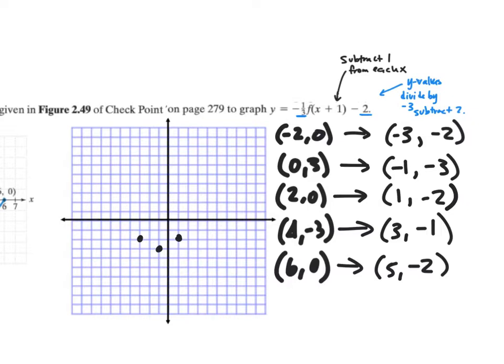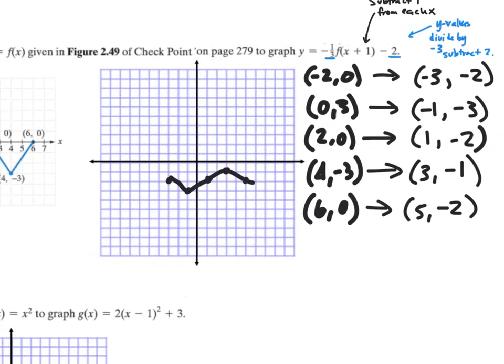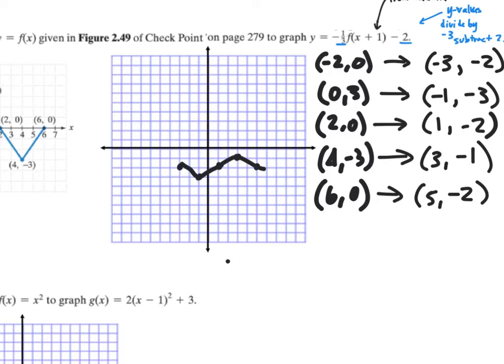3, -1. And then 5, -2. All right, so we get this graph here. Now, what I've noticed is that this graph has reflected over the x-axis. That's the first thing I've noticed.